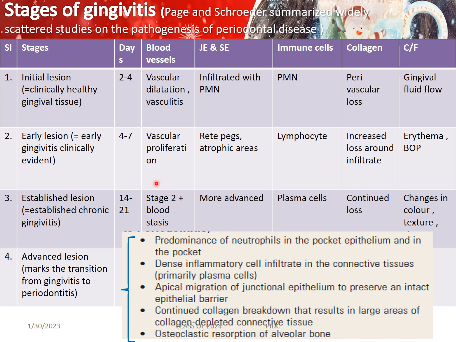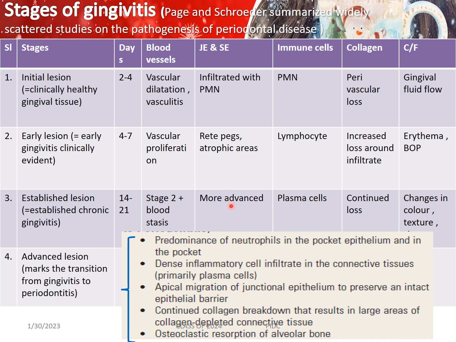So this combines both the features of stage 2 as well as blood stasis. Since there is going to be an increased amount of vascular proliferation, at one point of time the blood vessels are so much more that they hit each other and result in a little bit of stoppage of blood, resulting in blood stasis.